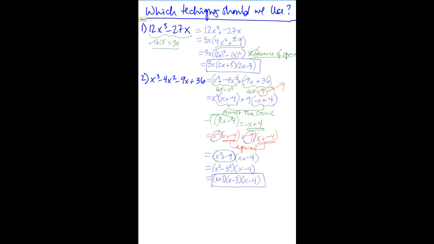We used 2 techniques here. Here we used factoring by grouping, and we noticed we had to be careful about the negative signs to make these come out the same. And then here we used difference of squares. Let's try a few more examples.